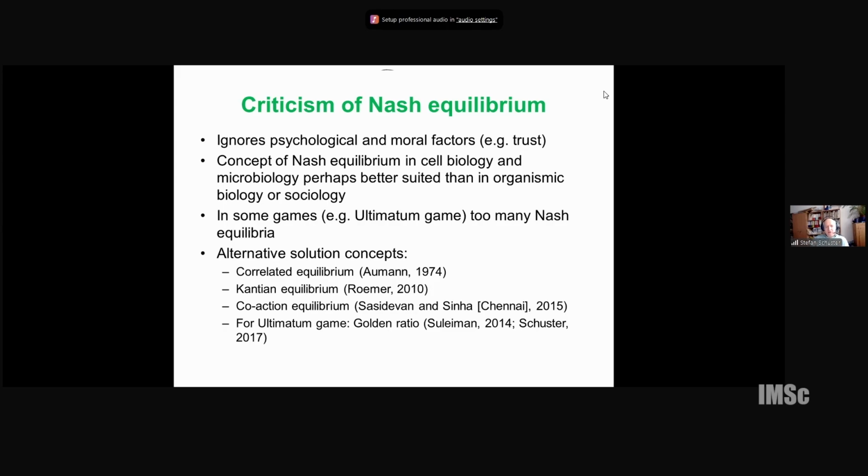There's also the Kantian equilibrium, and related to it the so-called co-action equilibrium, which was introduced by two persons who are in the audience. I'm happy to see them again, although it's only online. This was really established in Chennai, and we discussed it several times. And then for the ultimatum game, Ramzi Suleiman in Israel came up with the idea that the golden ratio could also be important in game theory. Independent of him, I also came up with it. I published a preprint in 2014, and later he published it in a journal, and I published it in a journal in 2017.